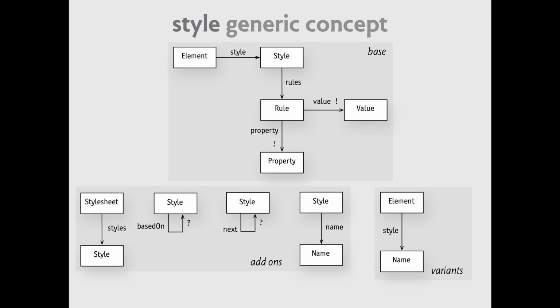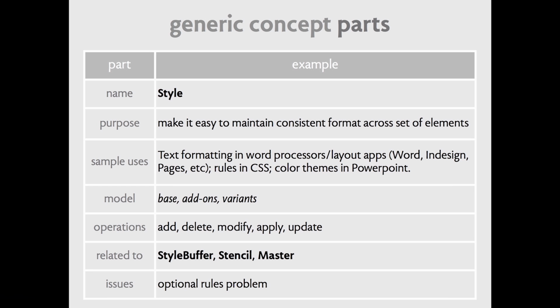So we can build a data model for a generic notion of style. And we can specify different add-ons and different variants. And then, following the kind of example of the design patterns, we can list, in addition to the features we've talked about, other features of the concept, such as which other concepts it's related to, and what particular issues arise in the use and the design of that particular concept. So if you're going to use that concept, you can be aware of the kind of problems that come up.